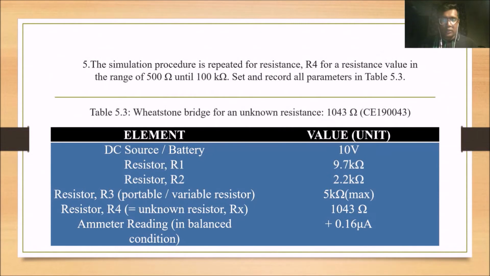So let's look into step 5 for this activity 1, which is the simulation procedure, which is repeated for resistance R4 for a resistance value in the range of 500 ohm until 100 kilo ohm. So we need to set and record all the parameters in table 5.3. So for this Wheatstone bridge for an unknown resistance, we have chosen 1043 ohm as our unknown resistance value.